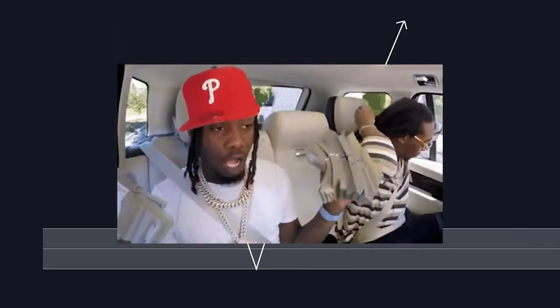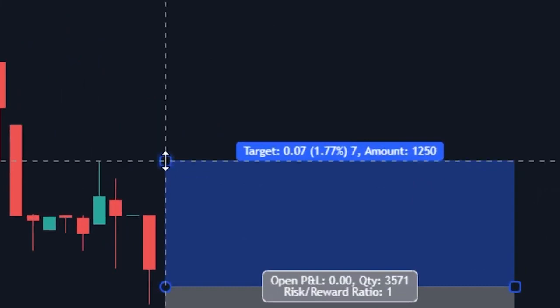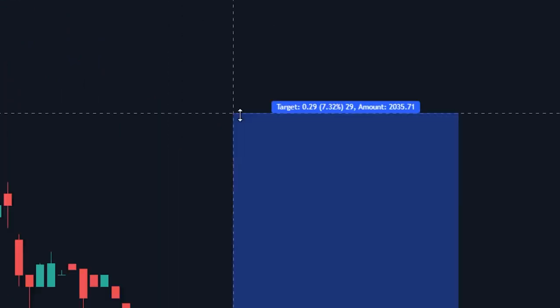How to redefine your entries so, 1, they have a higher chance of being profitable, and 2, the step-by-step strategy will also increase the risk to reward ratio on all of your trades. And the best part is, it can be applied instantly. Let's get straight to it.